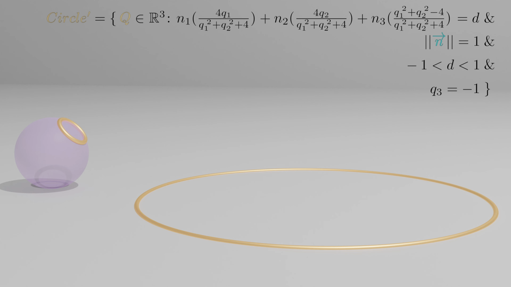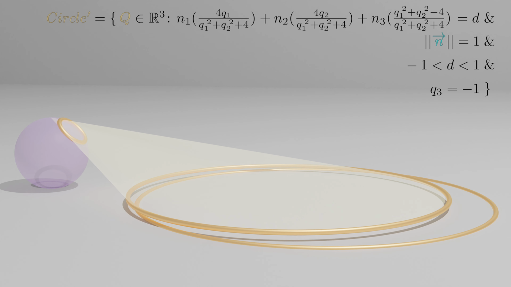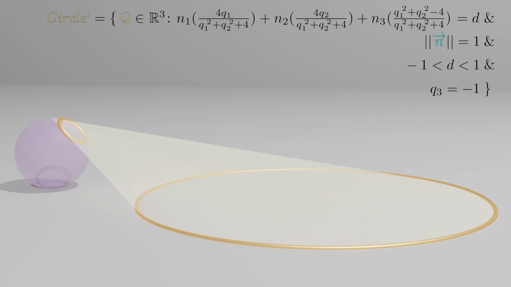To help understand where circle prime lands in the plane, if we draw lines through the North Pole and every point of circle, these lines collectively form a cone, and circle prime is just where this cone intersects the plane. The path of projection between the two circles follows along the path of the cone.